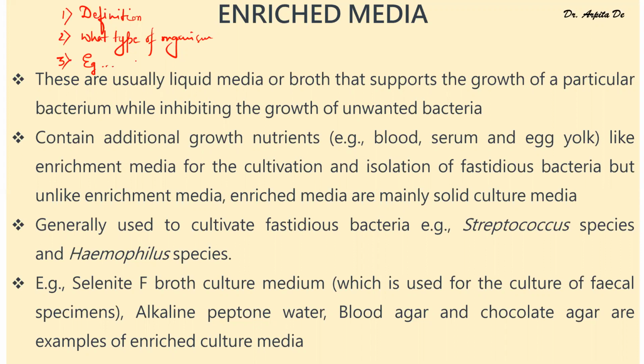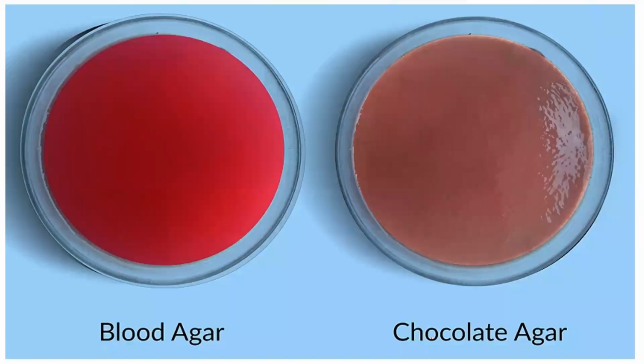Example, what? Selenite F broth culture medium. This is used for culture of fecal specimens, that is, bacterial specimens in the stool. Other than selenite F broth, what do you have? Alkaline peptone water, blood agar, and chocolate agar are examples of enriched culture media. See, this is how blood agar and chocolate agar look.